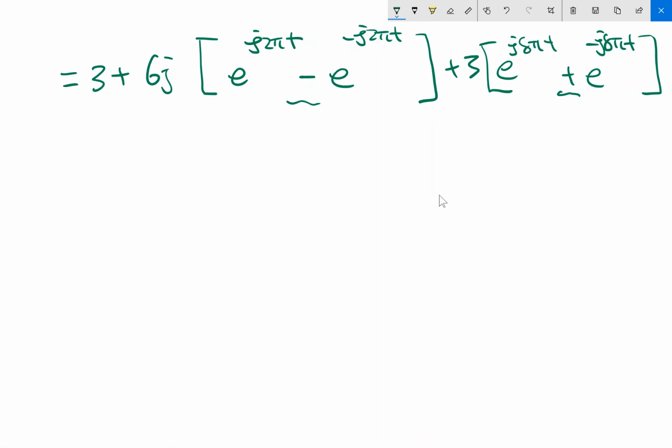So we try to use Euler's formula. So we put 2j down here because it's sine, and we have to make up another 2j here, and we put 2 here, make up another 2 here.